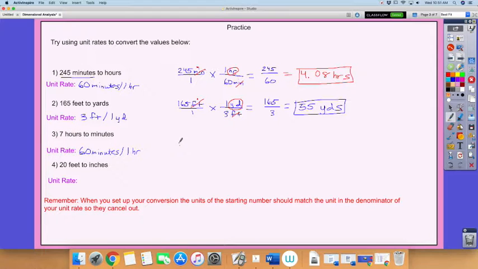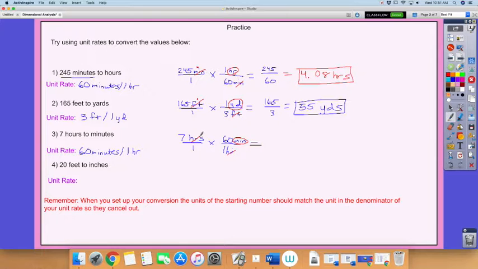What has changed is now we're not starting with minutes, we're actually starting with hours. So how is that going to change our unit rate when we go to write it? Well, that means now I have hours in the numerator. So that means my 1 hour needs to go in the denominator, and the 60 minutes goes in the numerator. So now if I check, I have hours on top I can cross out and hours on bottom. They cancel each other out, leaving me with just minutes, which is what I wanted.